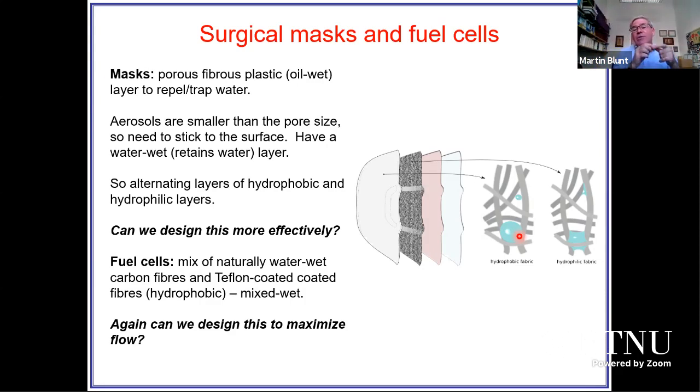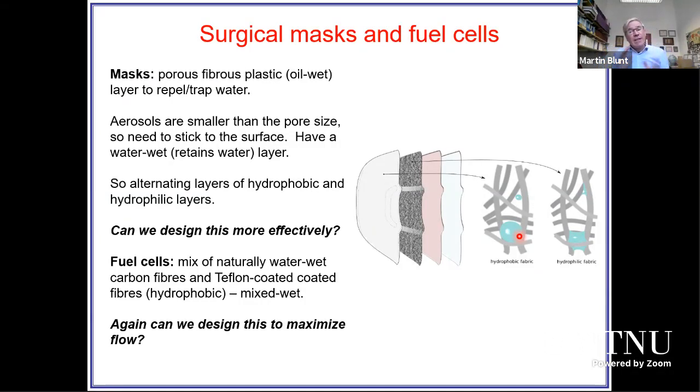So what you actually have to do is have another layer that's water wet that attracts the droplets, so the droplets stick essentially to the fibers. So you have alternating plastic fibers and either natural, say, cotton fibers or fibers that have actually been charged so they attract the droplets. Okay, so that's how surgical masks work in principle. At the moment, of course, it's done empirically. The idea is maybe our insights into wettability could help the design.